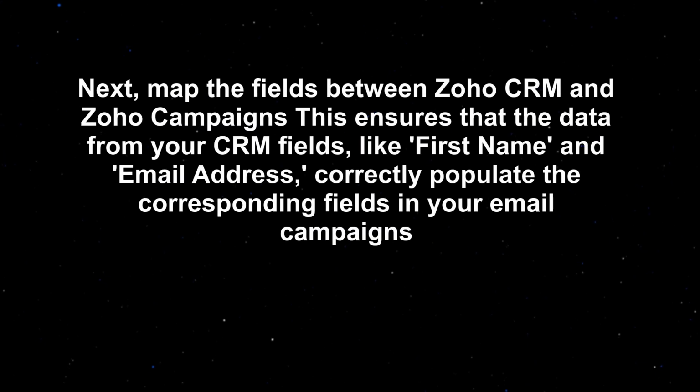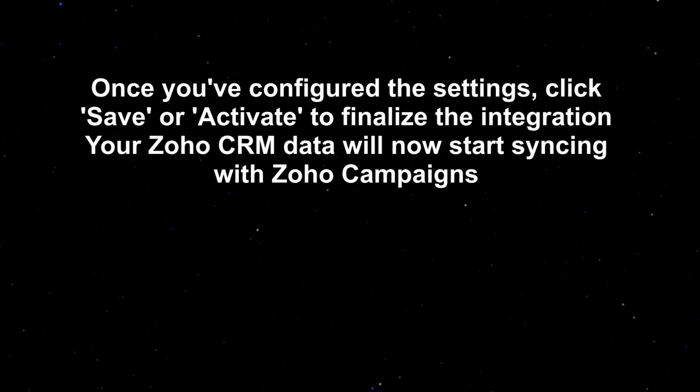Next, map the fields between Zoho CRM and Zoho Campaigns. This ensures that the data from your CRM fields, like first name and email address, correctly populate the corresponding fields in your email campaigns. Once you've configured the settings, click Save or Activate to finalize the integration.